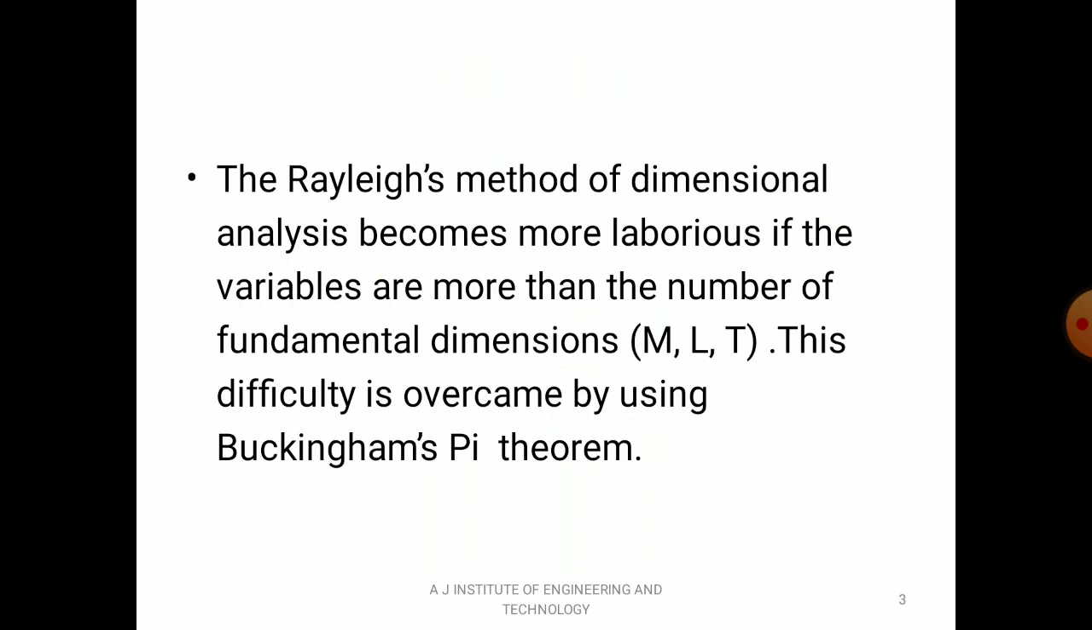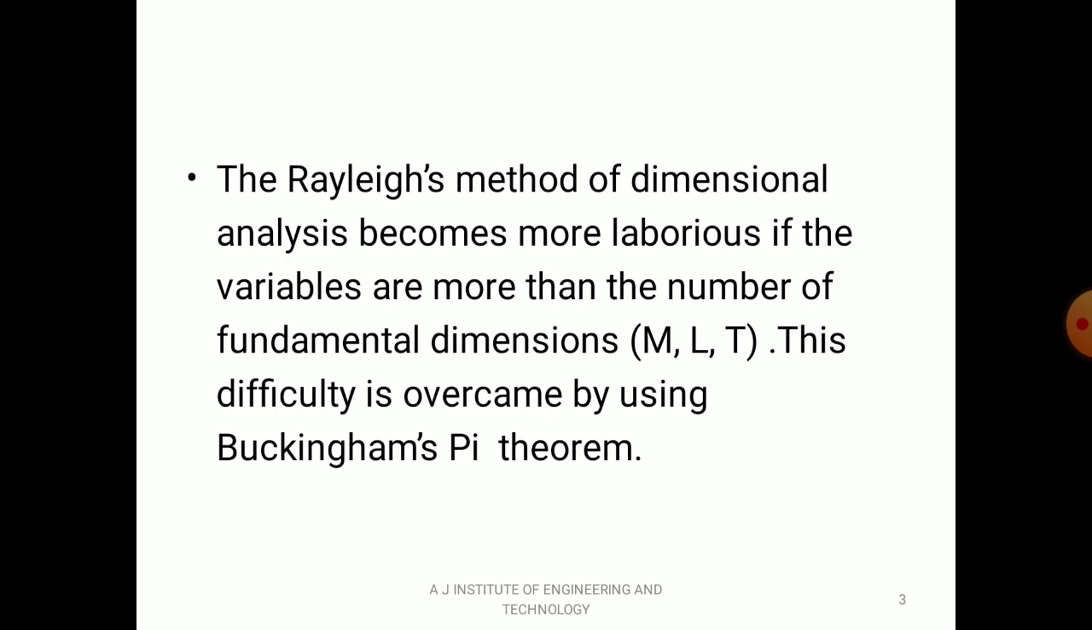The Rayleigh method of dimensional analysis becomes more laborious if the number of variables is more than the number of fundamental dimensions, that is M, L and T. This difficulty is overcome by using Buckingham Pi theorem. So the Rayleigh method can be applied easily if the number of independent variables is not more than 3 or 4, that is, more than the number of fundamental dimensions. The number of fundamental dimensions is equal to 3, that is M, L and T.